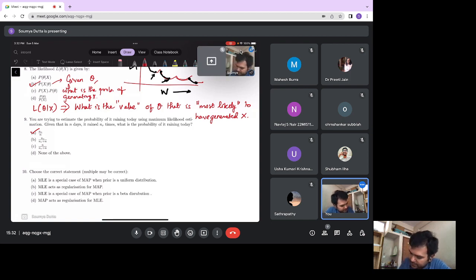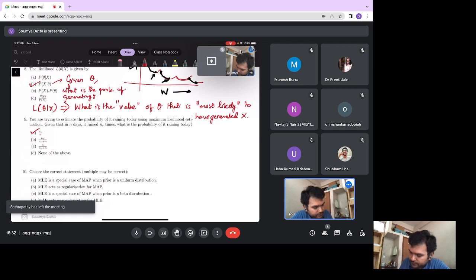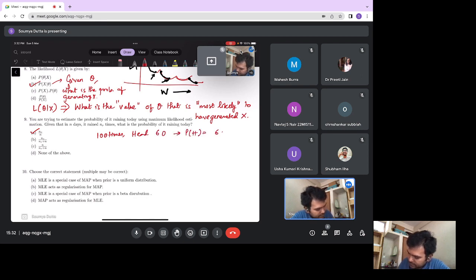So this is like saying that if I have tossed a coin 100 times and head has come up 60 times, then the probability of head is 60 by 100, which is 0.6. It is a similar problem, where this is n, this is nr, and this is the probability of rain, and therefore this is nr by n.